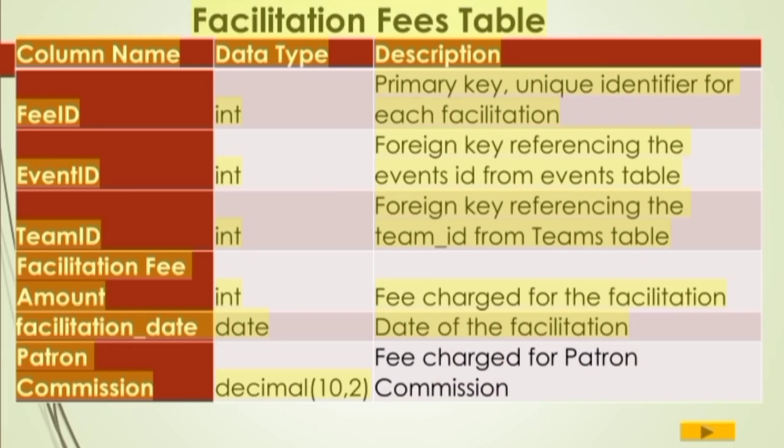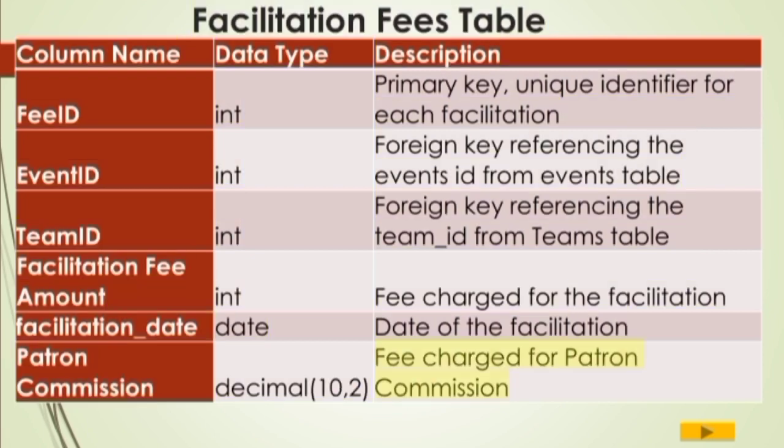Or, facilitation fees table. Column name, data type, description. fee ID, int, primary key, unique identifier for each facilitation. Event ID, int, foreign key referencing the event id from events table. Team ID, int, foreign key referencing the team_id from teams table. Facilitation fee amount, int, fee charged for the facilitation. facilitation_date, date, date of the facilitation. patron commission, decimal 10,2, fee charged for patron commission.